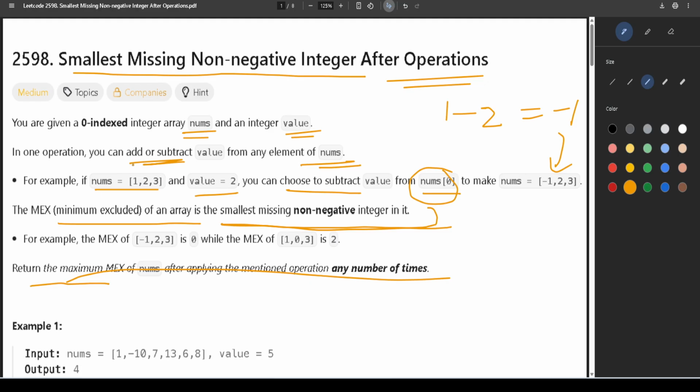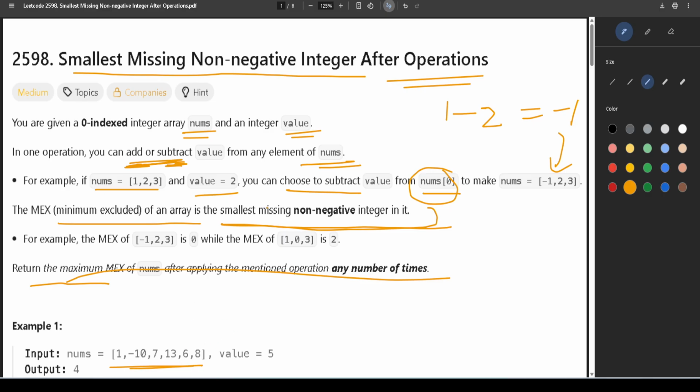Okay, it means if you apply the operations, let's suppose in positive or negative cases, if you are adding the value, you are subtracting the value, right? Then after doing all the operations, you want to find the smallest non-negative integer that cannot be created from this array. So we'll try to understand how to find that.